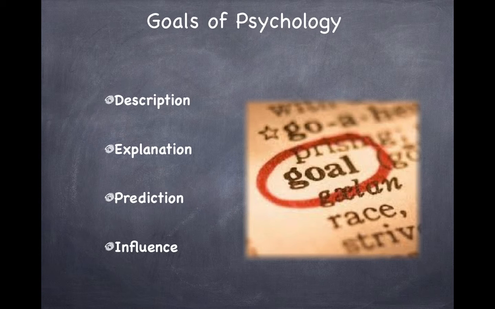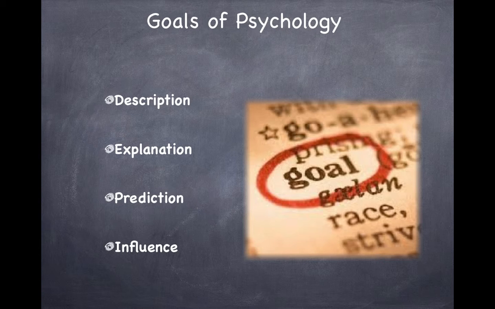And then influence would be the last goal. This is where we would be applying principles to prevent unwanted occurrences or to bring about desired outcomes. If you wanted to be a happier person, then what sorts of things would we be able to say through our research in psychology? Here are the things that you should do to become happier, and here are the things that you should avoid doing that would move you towards unhappiness.